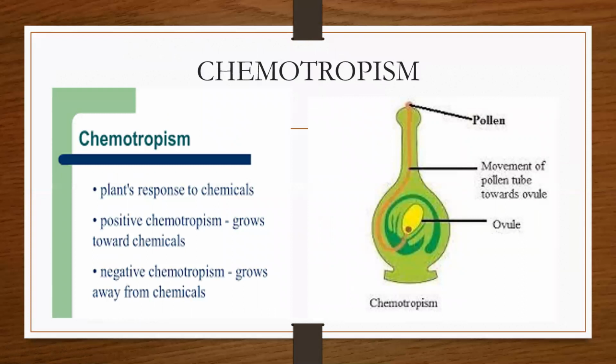Next, we come to chemotropism. Chemotropism is a phenomenon of growth of plant organs in response to chemicals. The movement of the pollen tube in angiosperms and gymnosperms towards sugars and peptones secreted by the neck canal cells of the female gametophyte is an example of chemotropism.